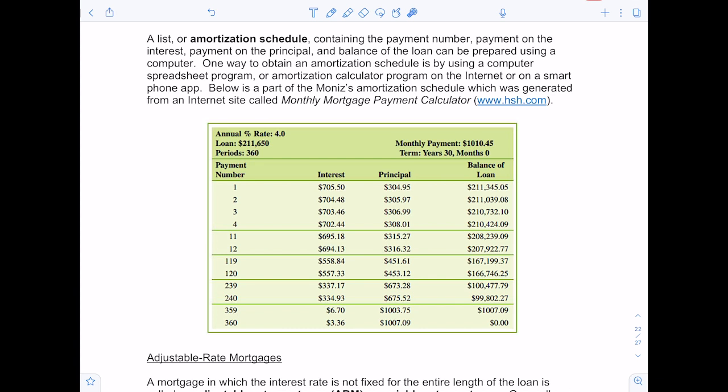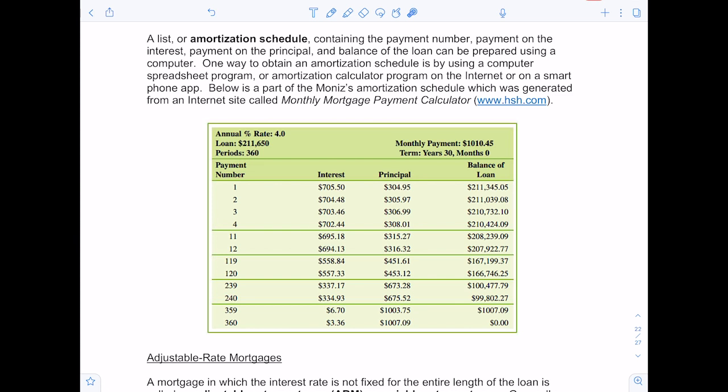Okay, so if we were to take the mortgage payment, which is right here, $211,650, and we subtract $304.95, it leaves us with the balance of the loan. Okay, and then they show us payment 360, which would be after 30 years, like the last month. You're down to 0, so you paid off the loan.